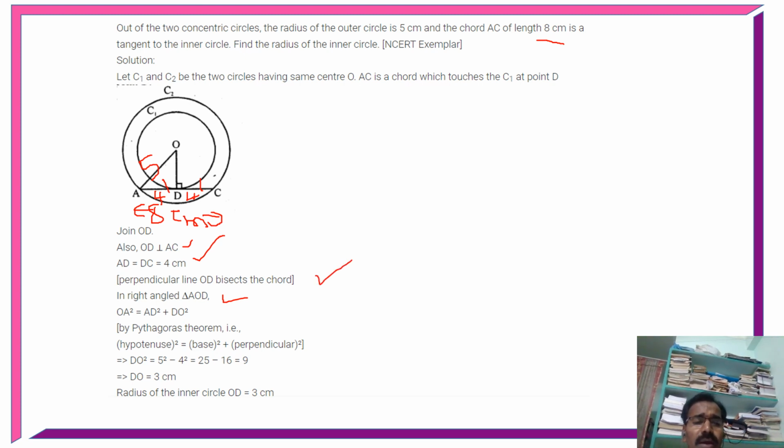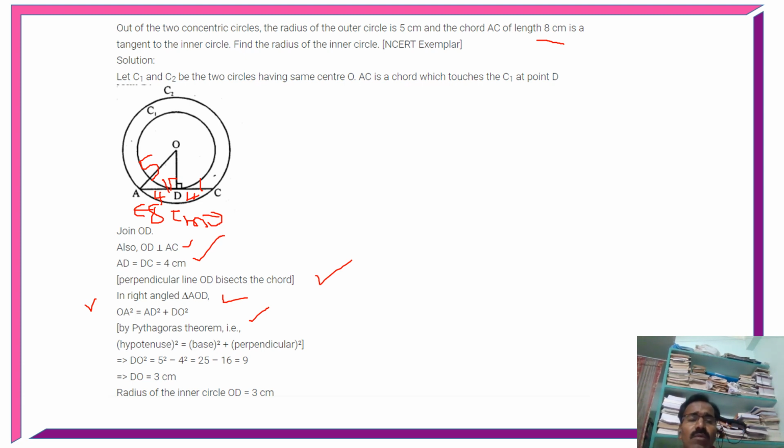So OD bisects the chord. In triangle OAD, by Pythagoras theorem, we can write, hypotenuse is always opposite to 90 degrees, so OA square equals AD square plus DO square. Hypotenuse square equals base square plus perpendicular square. Now we need to find OD, which is nothing but the radius of the small circle. So if you make OD the subject, DO square equals 5 square minus 4 square, which is 25 minus 16.